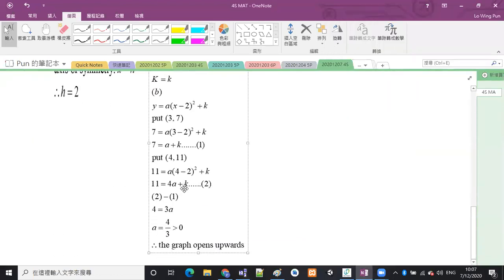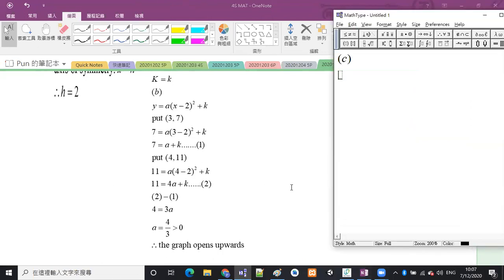So in part C, just sub A equals 4/3 back into equation 1 and calculate the value of k. Okay, so 7 is equal to 4/3 plus k, and then k will be equal to 17/3. Is it correct? Okay.